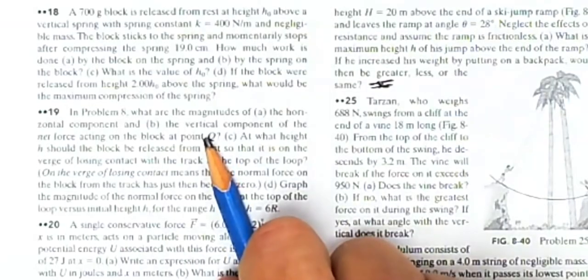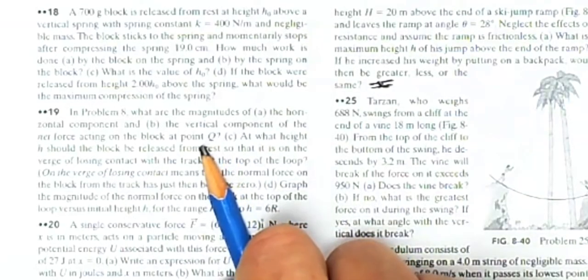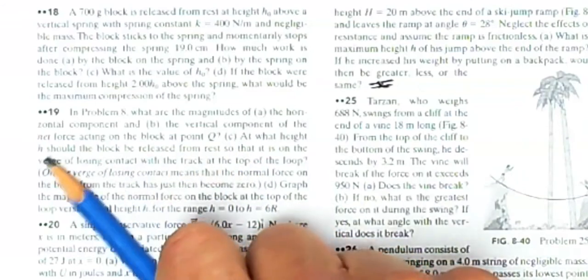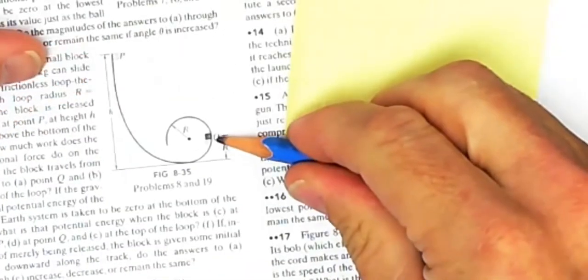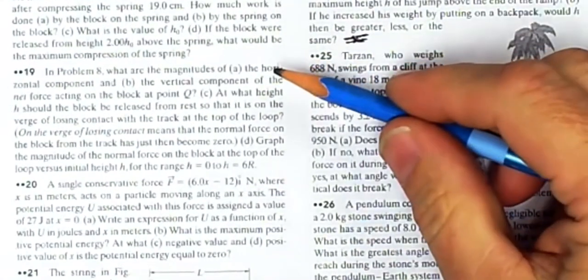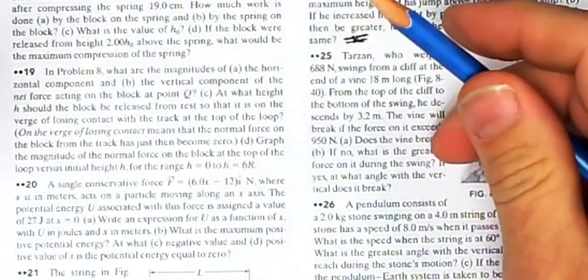What are the magnitudes of the horizontal component and the vertical component of the net force acting on the block at 2? So that was at that spot right there. What is the net force acting on it? The horizontal and vertical components of the net force. Okay, here we go.